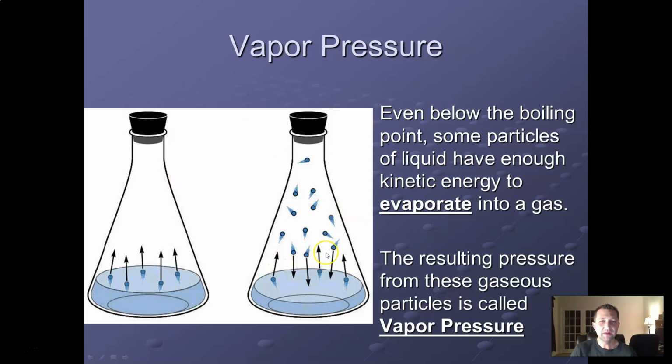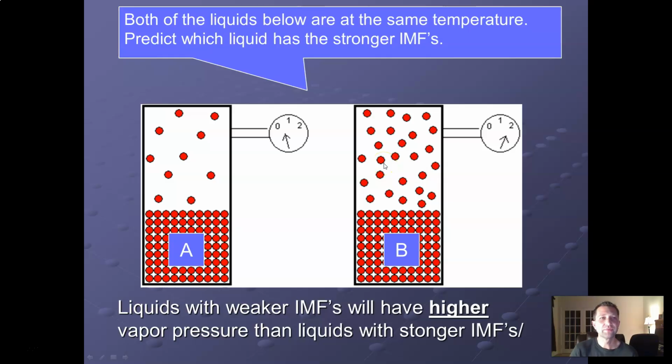And depending on your liquid, you're going to have a higher or a lower vapor pressure. So if you look at these two examples here, you have liquid A and liquid B. Both of the liquids below are at the same temperature. All right? Predict which liquid has the stronger intermolecular force. So students get confused by this sometimes because you have to think a little bit. The pressure here is a little bit above 0. Pressure here is about 2. Let's just say atmospheres. I don't know what it is.